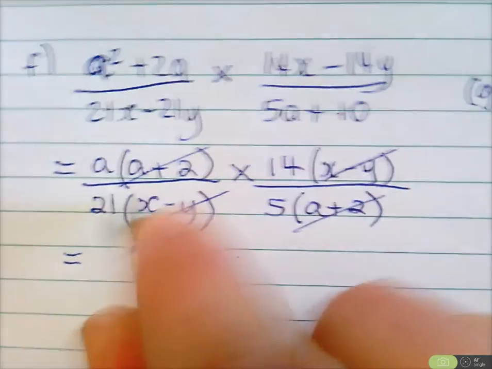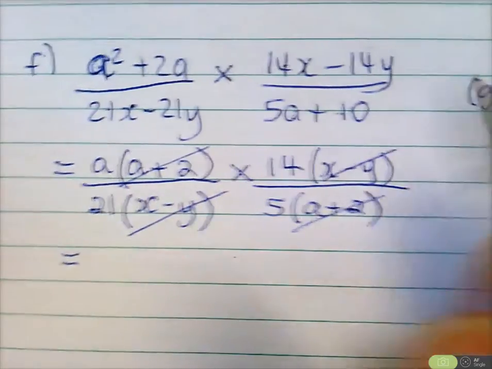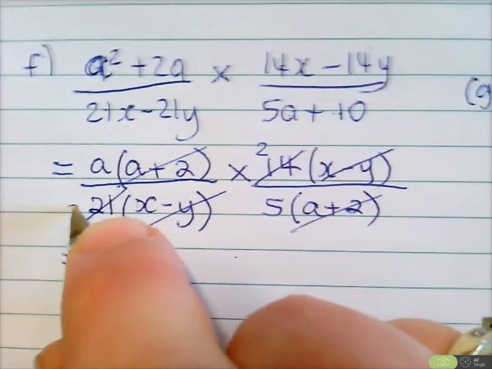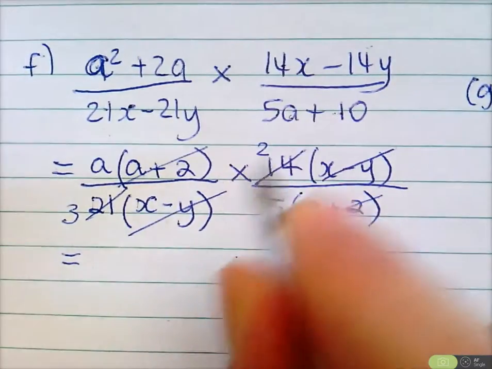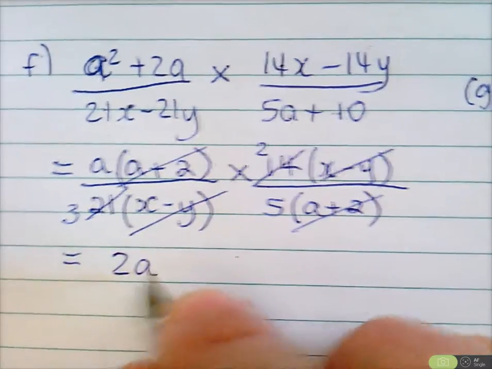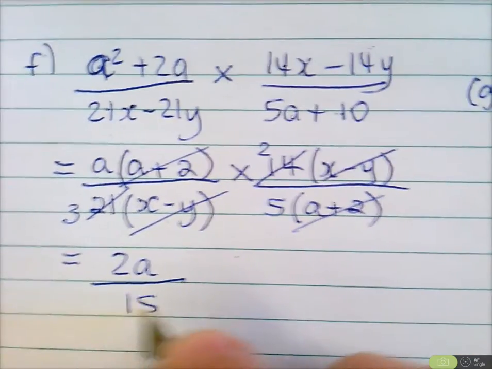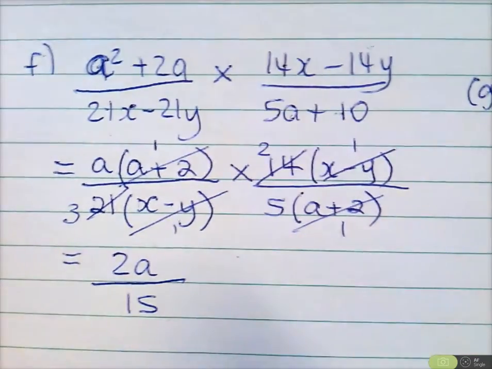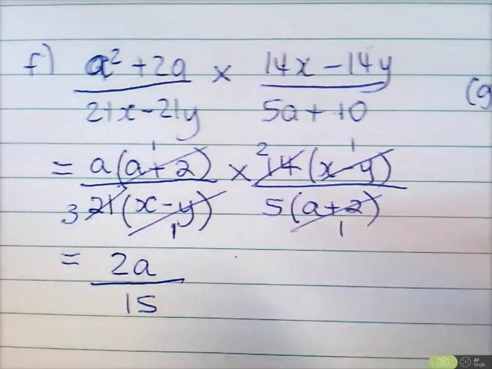Do you want to do the 14 and the 21 now as well? What goes into both of those? So we got 2 and we got 3. So what have we got left? With 2 times a is 2a over 15. And remember, when all these other things cancel, you're left with ones, not zeros, ones.